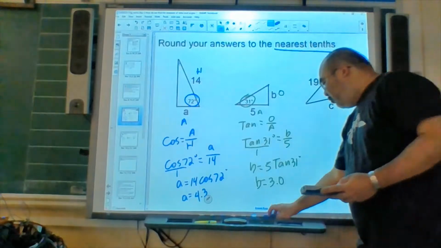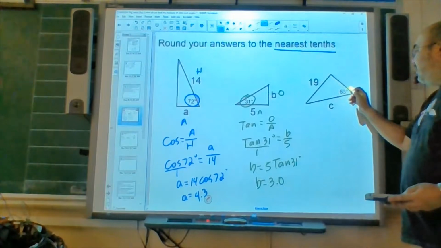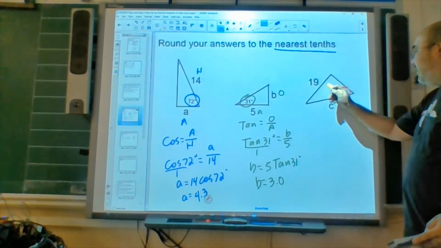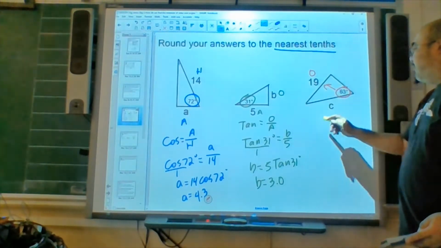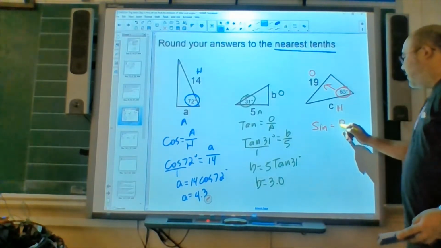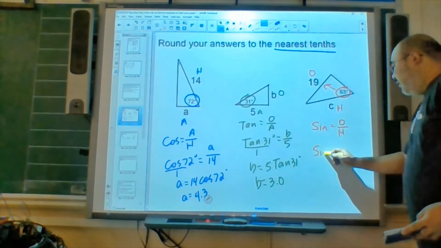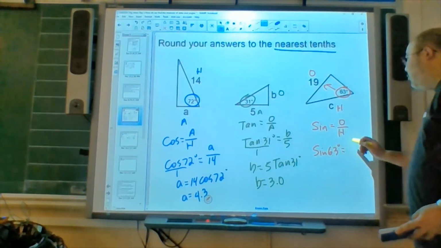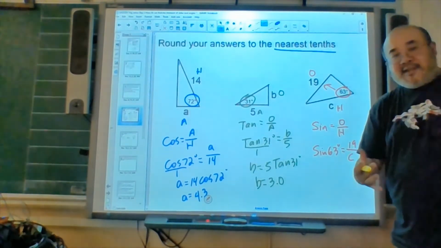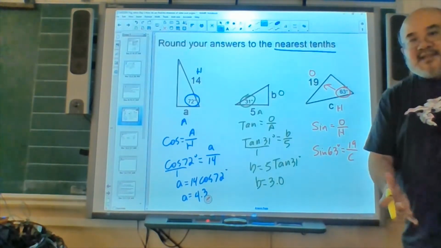And then finally, for the third problem here, we're going to be looking for the measure of C. Here we have 63 degrees, and here's 19 and C. We see in this case, this is the leg opposite because it's opposite of the angle, and of course the hypotenuse. That will be the sine ratio, and the sine ratio is opposite over hypotenuse. So we are going to do the sine of 63 is equal to 19 over C. We're not always going to be finding the variable on top. It all depends upon the location of the angle and, of course, what sides we have.